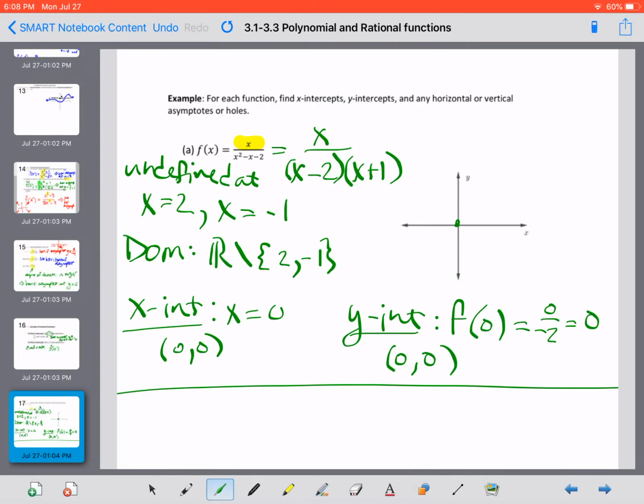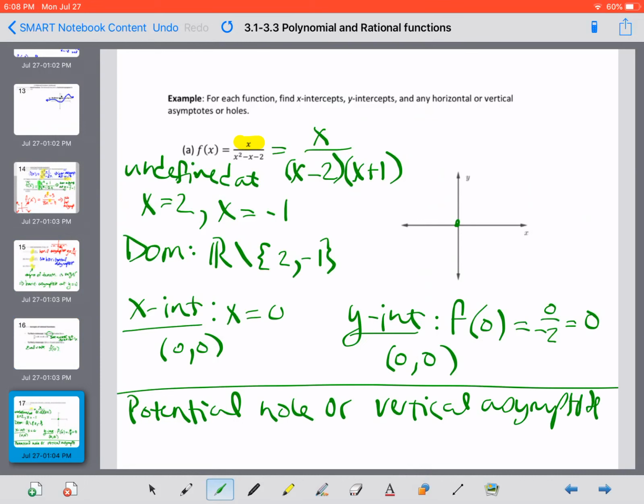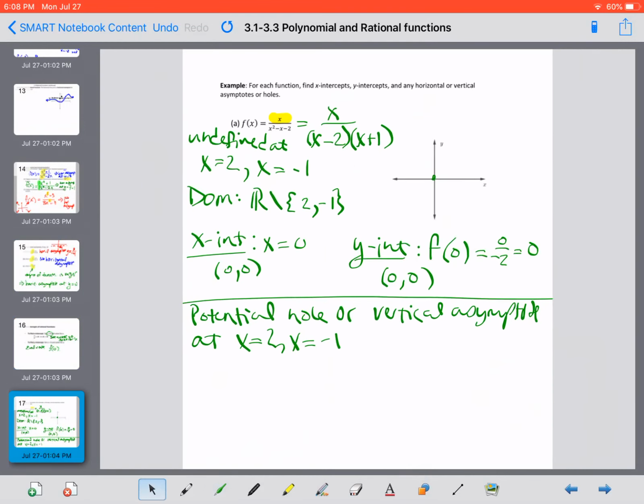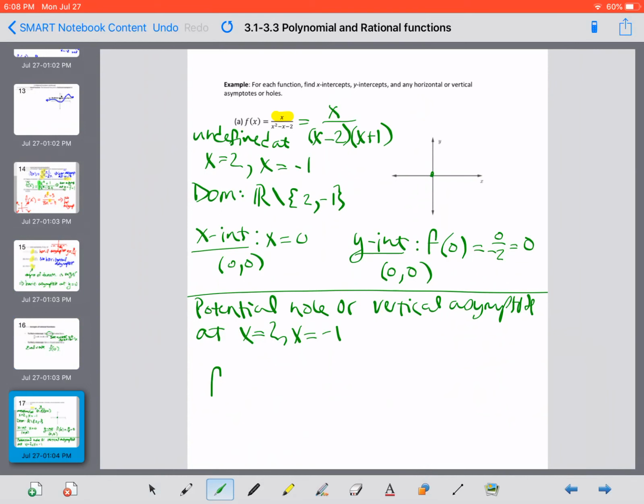Remember, the only potential place for a hole or a vertical asymptote is anywhere your function is undefined. So that would be at x equals 2 or at x equals negative 1. We're going to try to evaluate this function at 2 and at negative 1, and see what the result is. Remember, we saw last time that if it's 0 over 0, it's probably a hole, and if it's a non-zero over 0, then it's a vertical asymptote.